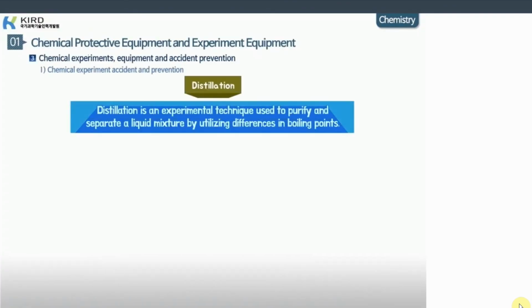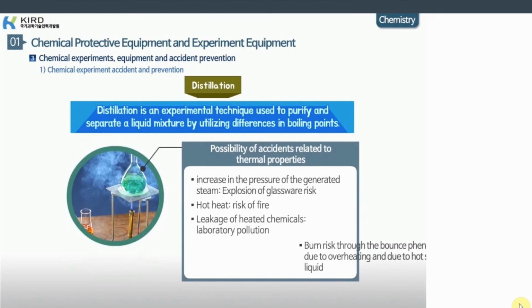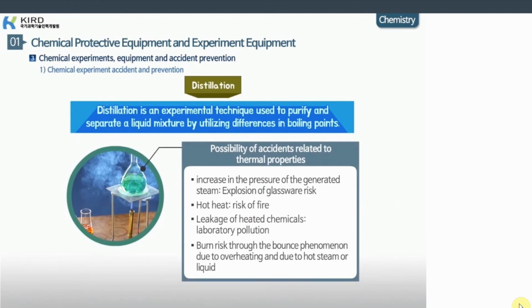Distillation is an experimental technique used to purify and separate liquid mixtures through differences in boiling point. Because distillation experiments take place when heating liquids, there is a possibility of accidents related to the thermal properties of the liquids.